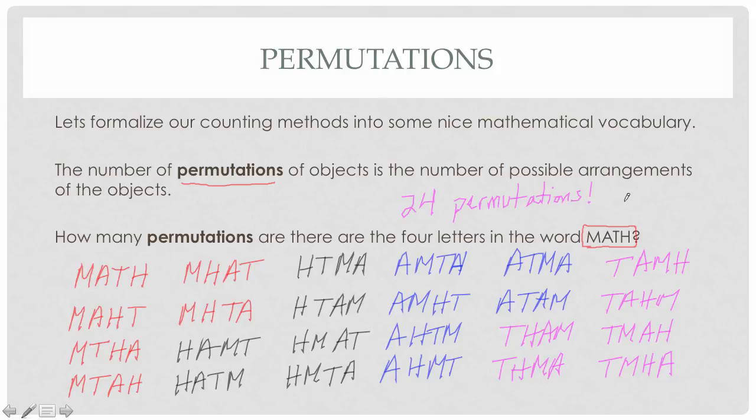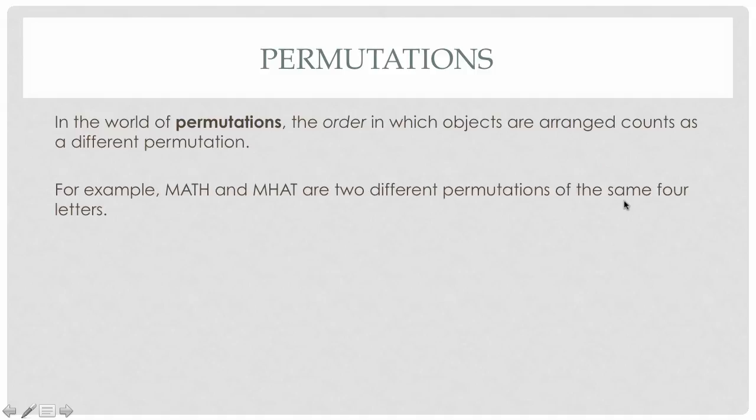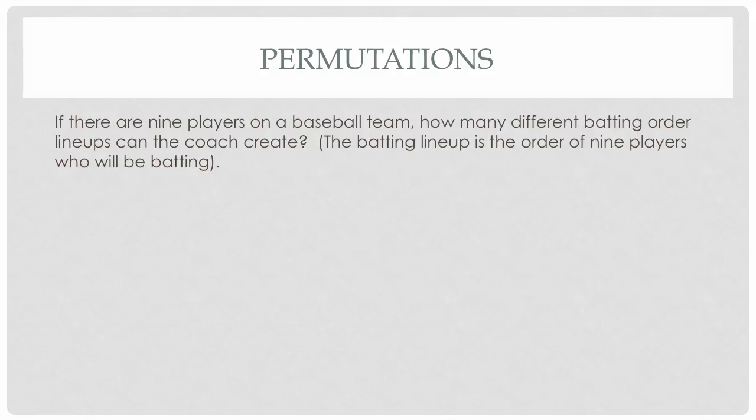Whew, that's a lot, right? Hopefully you get the good idea what a permutation is, however. A different arrangement. Every time I arrange something differently, it's a different permutation. So, again, another way to look at permutations, the order in which I have objects arranged counts as a different permutation. For example, math and MHAT, those are 2 different permutations, same 4 letters, but different permutations.